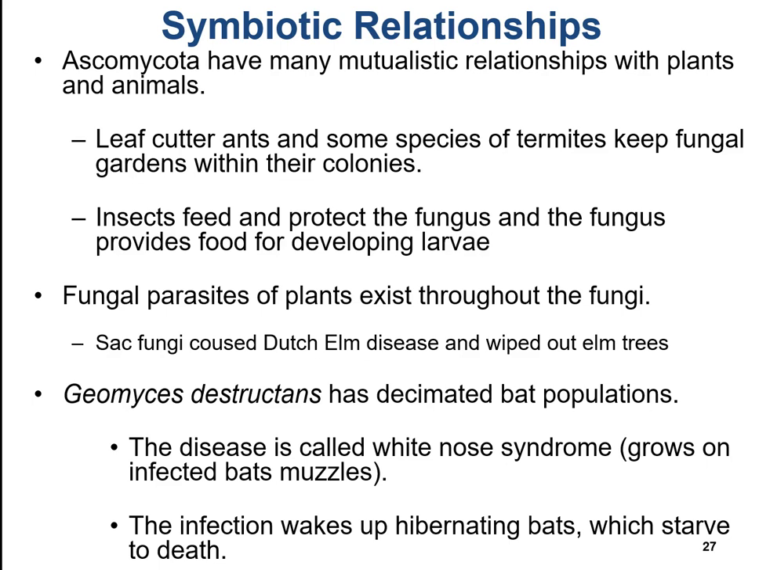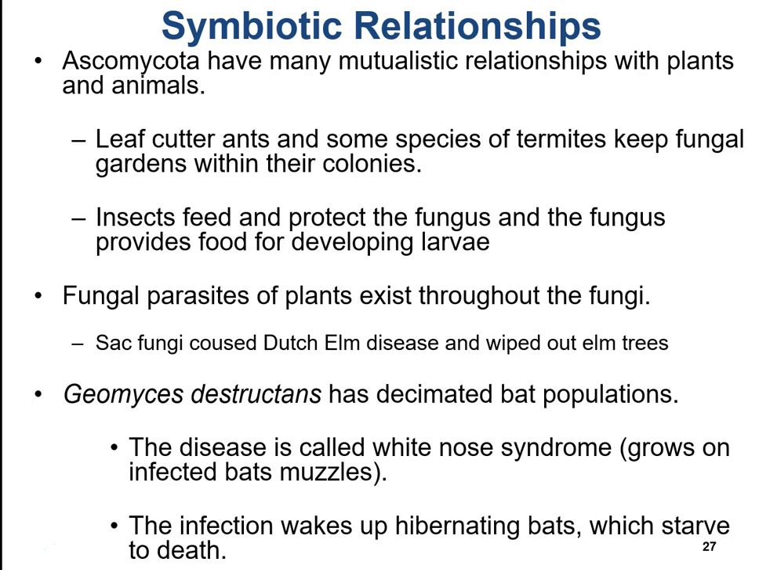There are many mutualistic relationships between ascomycota and other plants and animals. Some examples: leafcutter ants and some species of termites will keep fungal gardens within their colonies. They help each other out. The insects will feed and protect the fungus, and the fungus actually provides food for their developing larvae.